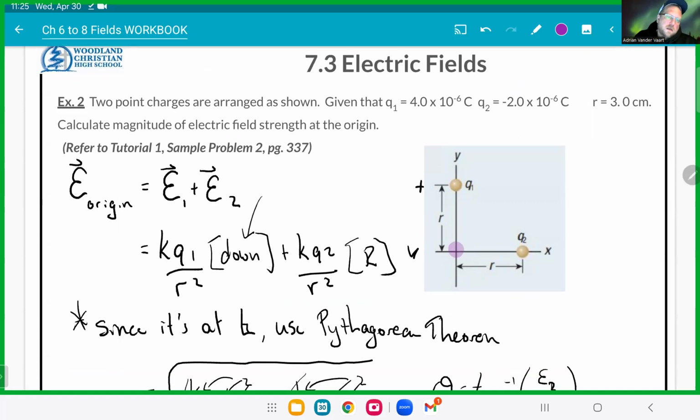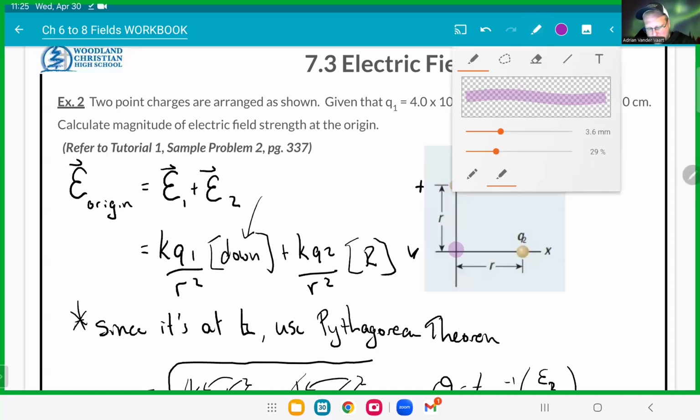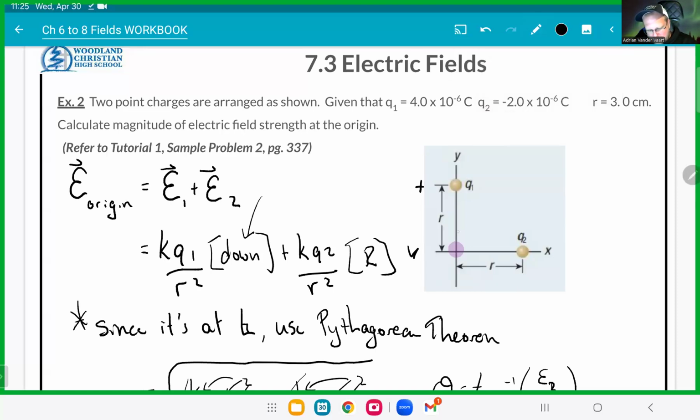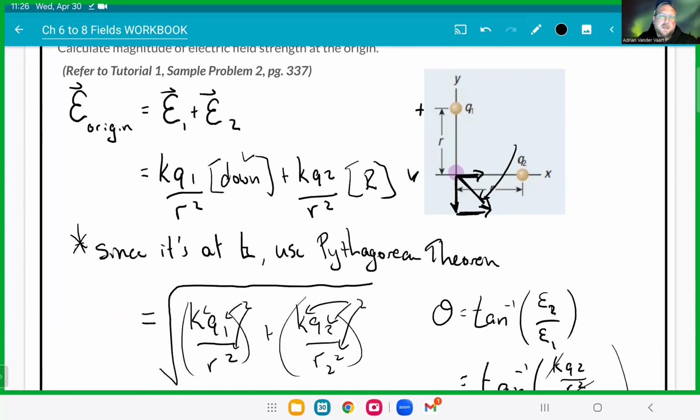Well, in the same way, we can start analyzing what the field lines are doing. We know that from Q1, the field lines are emanating out because it's positive, and from Q2, the field lines are emanating towards it. And it is summative, so you can move those vectors around and figure out the resultant, which is going to be that one. That's the one we're going to figure out there. Well, these are at right angles to each other. One is down and one is to the right. So I can use Pythagorean theorem to figure out the magnitude of the field strength.